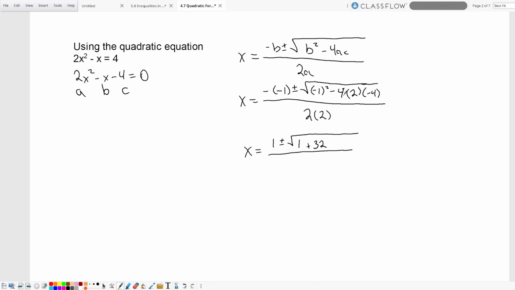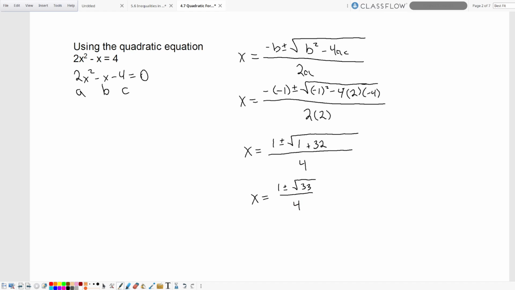So 4 times 2 gives you 8 times 4 gives you 32. And then in the bottom, we have this 2 times 2, which is just going to be 4. So now I can go ahead and say x is equal to 1 plus or minus the square root. Well, 1 plus 32 is 33. And then this is over 4.